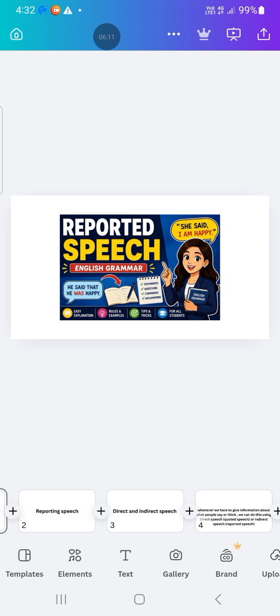Time change. If the reported sentence contains an expression of time, it must be changed to fit in with the time of reporting. For example, words like here and yesterday should be changed if they have different meanings at the time and place of reporting.